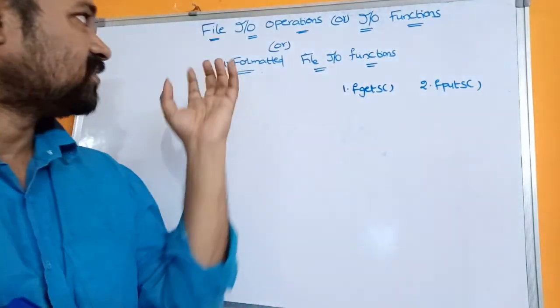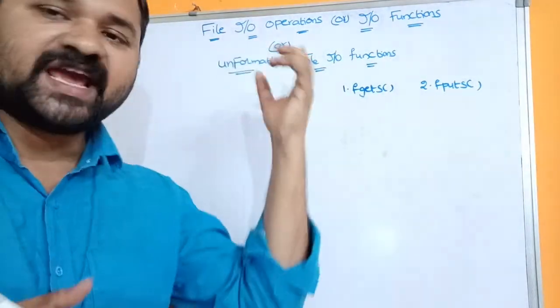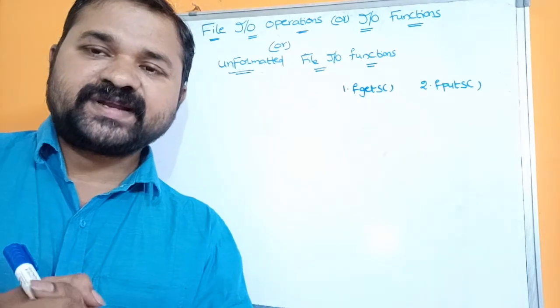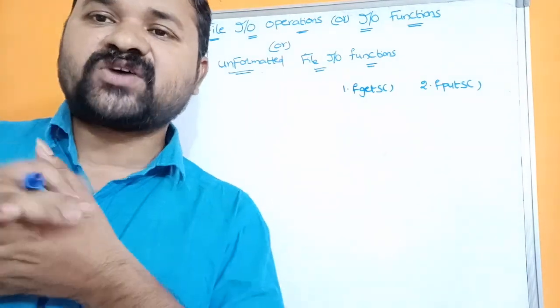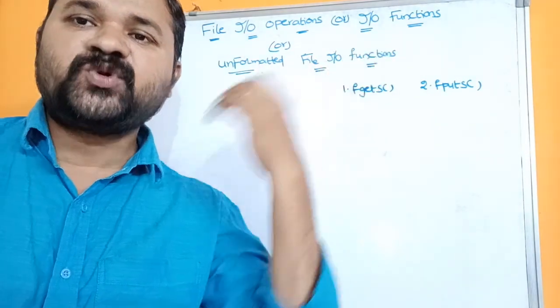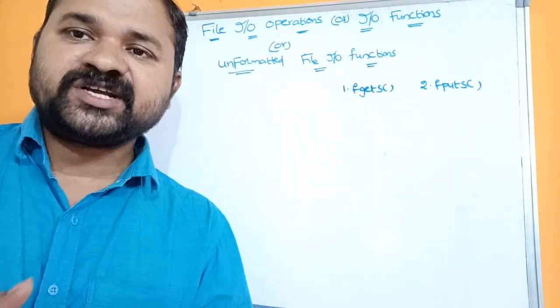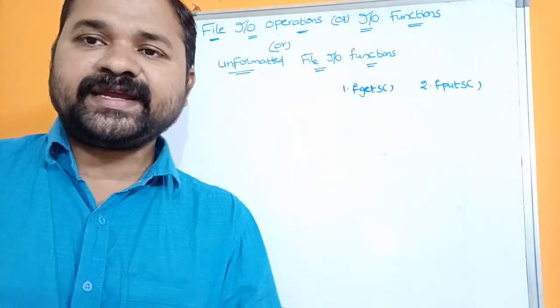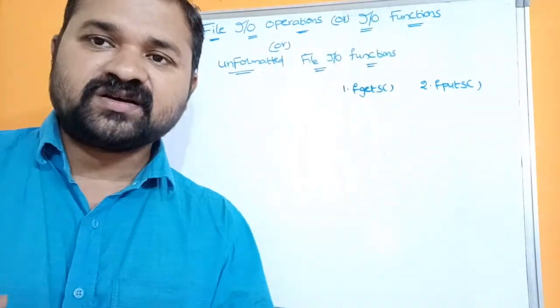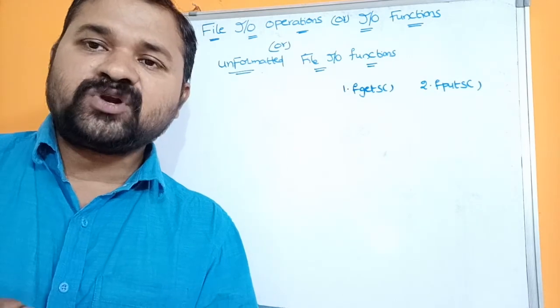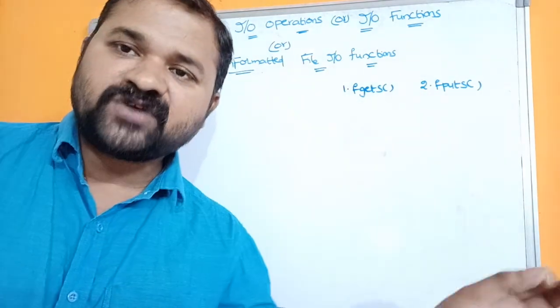Now let's see about file IO operations or file IO functions. File IO operations are mainly useful in order to read or write contents of a file. I stands for input operation. Input operation is mainly useful in order to read data from the file, whereas O stands for output function. Output functions are useful in order to write data into the file.